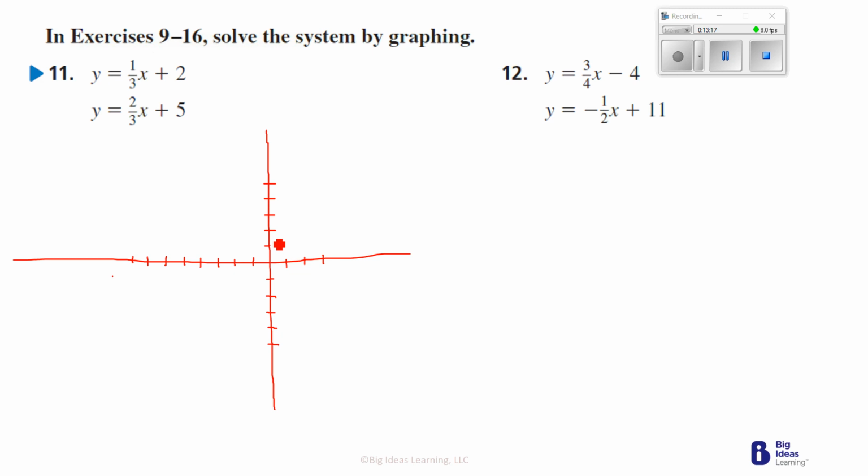All right? And I'm going to put these numbers over here, 1, 2, 3, 4, 5. And we'll put this as negative 1, negative 2, negative 3, negative 4, negative 5, and negative 6. Let's see where that pans out. Now remember, the first one I said started at 2, right? And then it went up 1 and over 3.